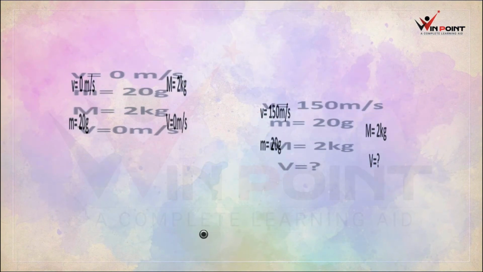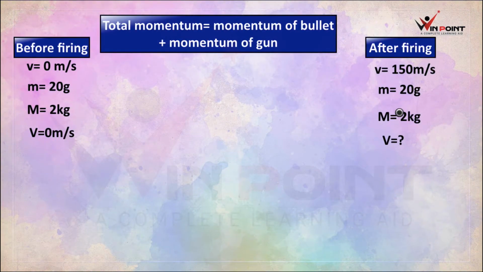First we are writing all the values. It is before firing and it is after firing. We need to find momentum before firing, and we need to find momentum after firing. Both will be equal according to the law of conservation of momentum. According to the law of conservation of momentum, total momentum before firing equal to total momentum after firing. Now we can find the momentum before firing.